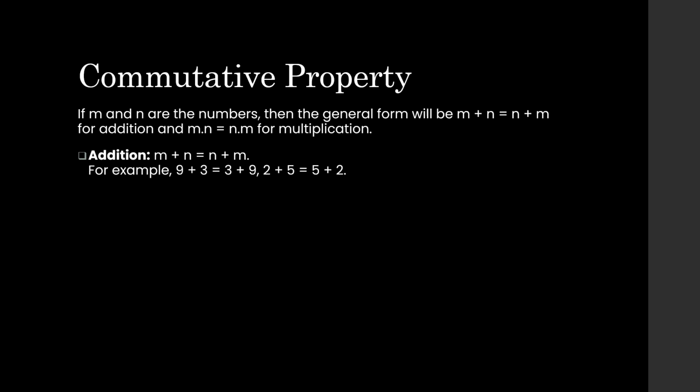It means that the order doesn't matter. You take 9 first, then 3 and add them, or you take 3 first and then 9 and add them. The final result will be the same. This is the commutative property. And for multiplication, 5 into 2 gives you 10, 2 into 5 also gives you 10. 7 into 4 gives 28, 4 into 7 also gives you 28. So the order doesn't matter here, the results will be the same. This is the commutative property.